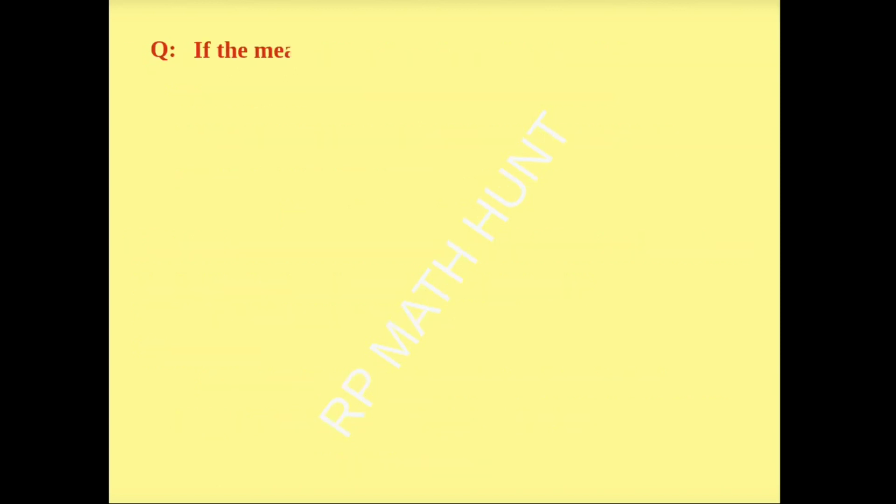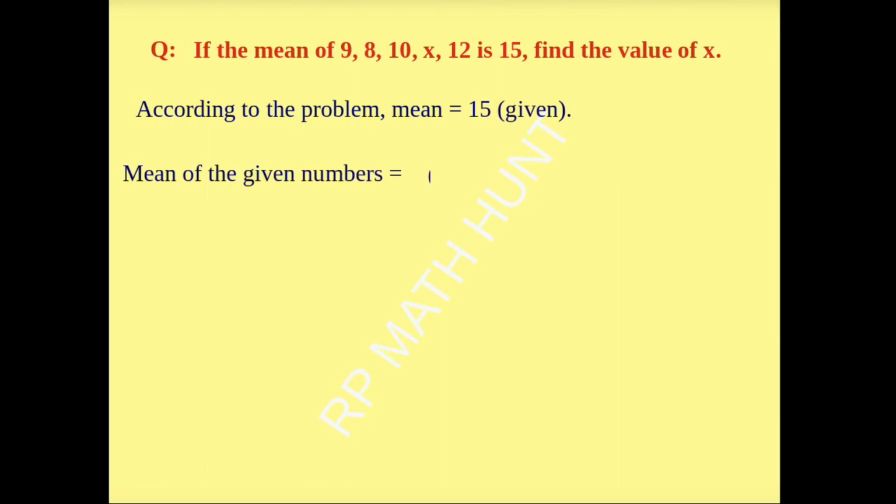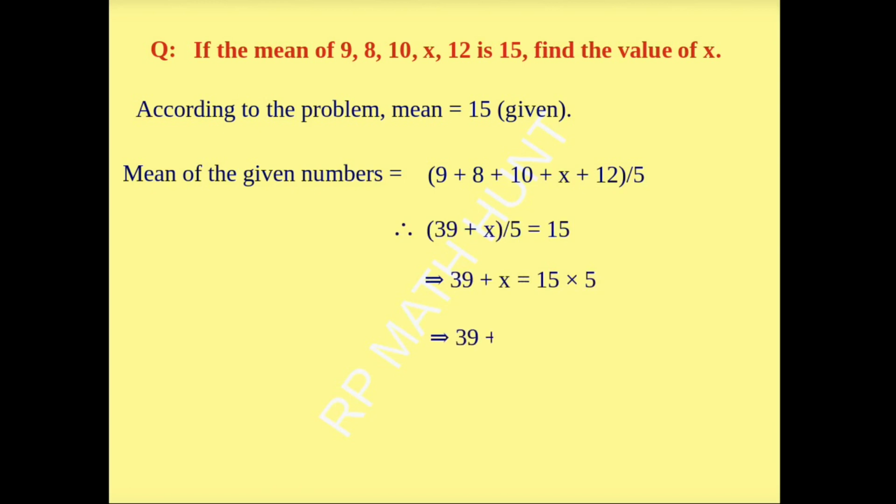Now question: if the mean of 9, 8, 10, x, 12 is 15, find the value of x. According to the problem, the mean is 15. The mean of the given numbers is (9 plus 8 plus 10 plus x plus 12) by 5. Therefore, (39 plus x) by 5 equals 15. This implies 39 plus x equals 15 into 5, so 39 plus x equals 75. x equals 75 minus 39, so x equals 36.